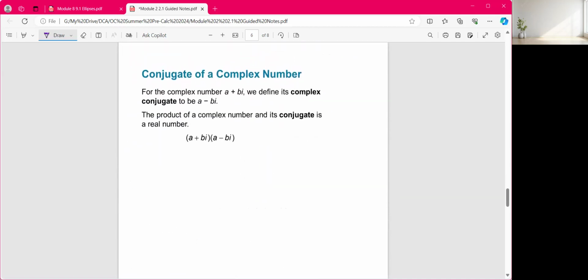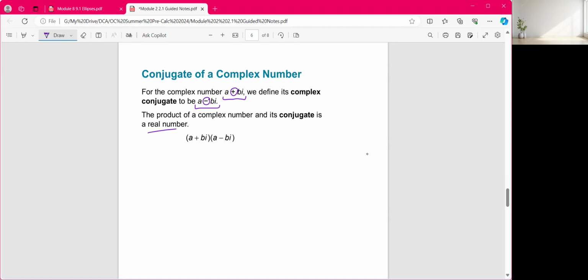The next part when it comes to dividing complex numbers is we have to remember that we are not allowed to have i's in the denominator. So for the complex number a plus bi, we define its complex conjugate to be a minus bi. The product of a complex number and its conjugate is a real number, which is what we want because we can only have real numbers in denominators of fractions. So remember, conjugates are just the same exact binomial, but with different signs, okay? So if we were given a minus bi, the conjugate would be a plus bi. And when we multiply conjugates, we always get a real number, which means our i's are going to go away.